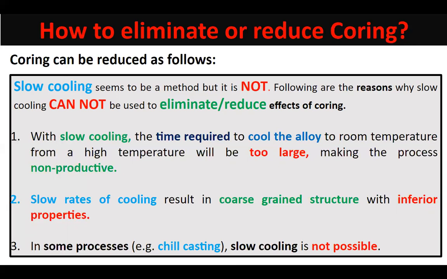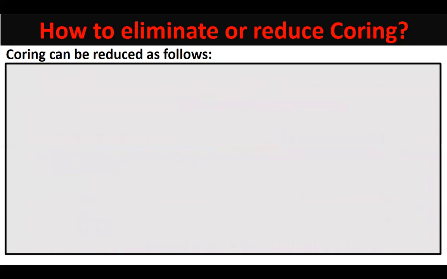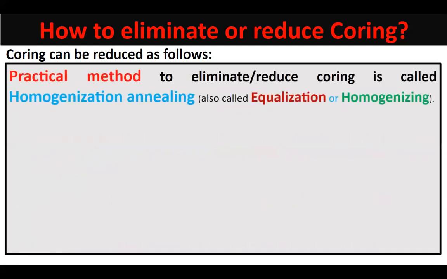So you always do rapid cooling, you always do non-equilibrium cooling, you always allow coring to happen in your system, and then you do a subsequent treatment through which coring can be eliminated. And that subsequent treatment, the practical method of eliminating coring or reducing the effects of coring, is called homogenizing or homogenization annealing. This is also referred to as equalization.